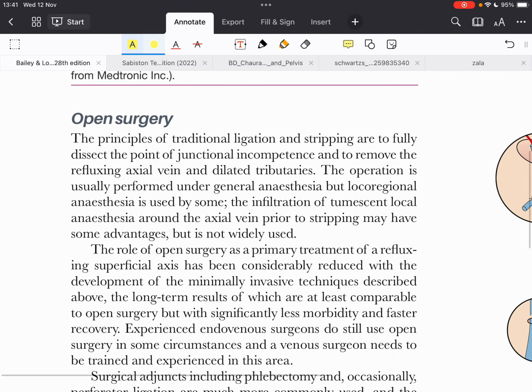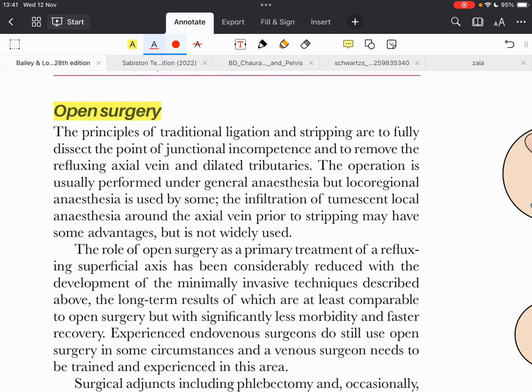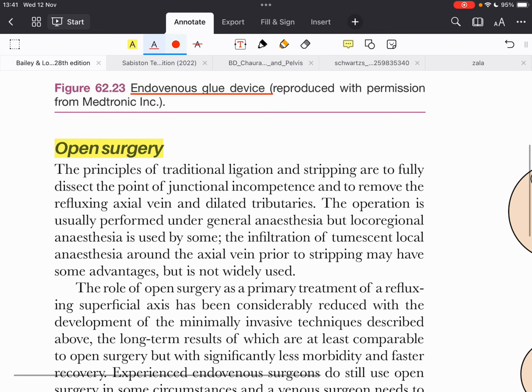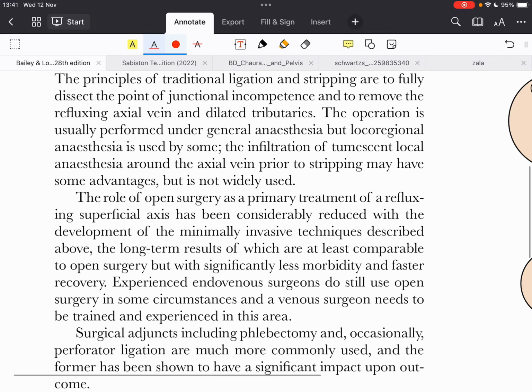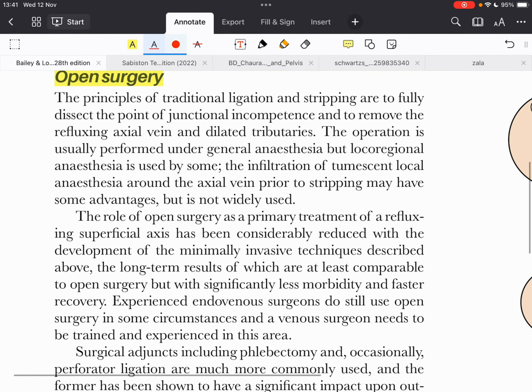Open surgery. The principles of traditional ligation and stripping are to fully dissect the point of junctional incompetence and to remove the refluxing axial vein and dilated tributaries.